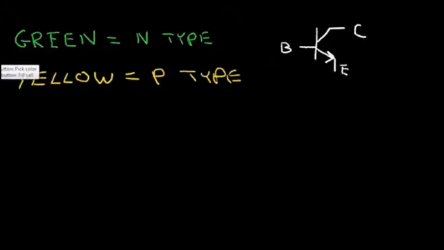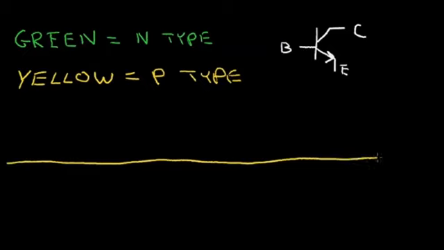And I'm going to use a color code. Green color is going to denote N-type silicon, and yellow color is going to denote P-type silicon. So let's start with a silicon wafer. And let's draw the surface of the silicon wafer. And the thickness of the wafer is in this direction. And this is a P-type starting material.